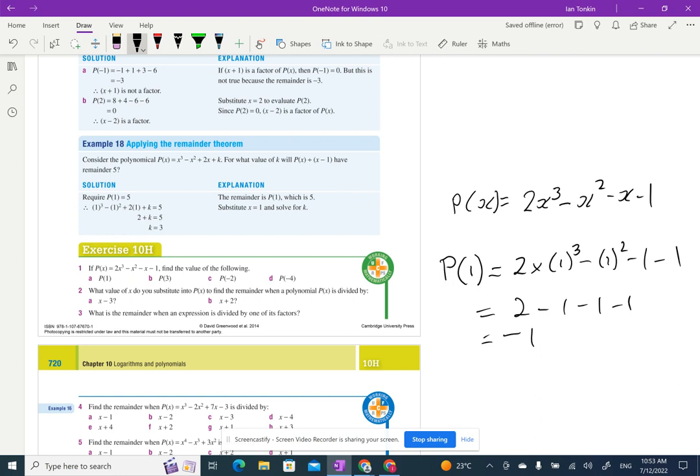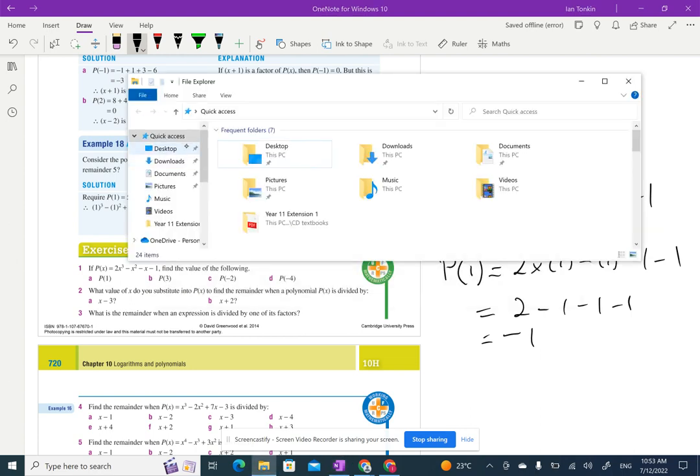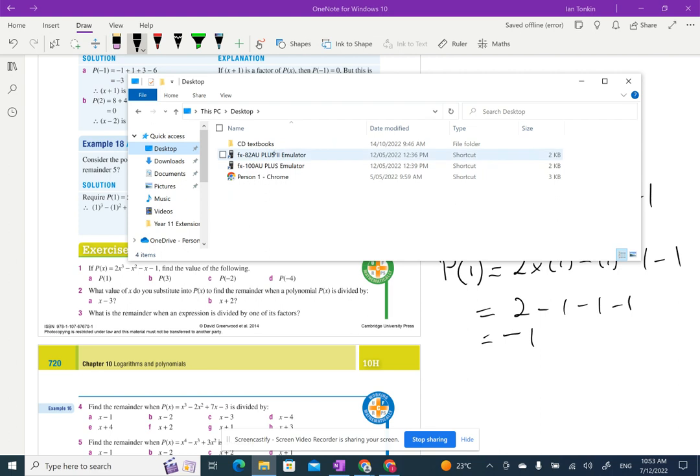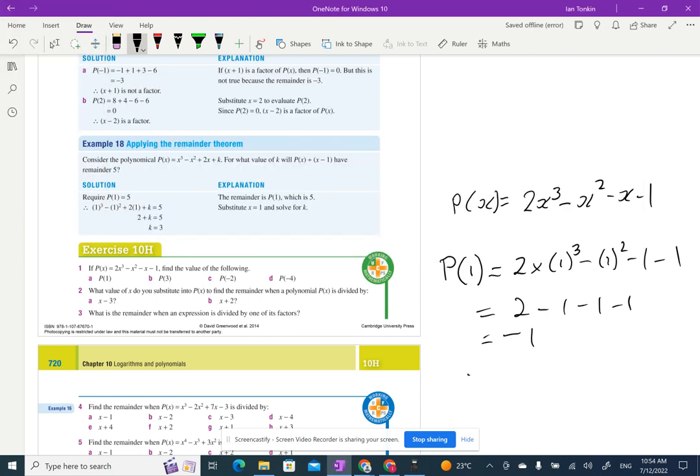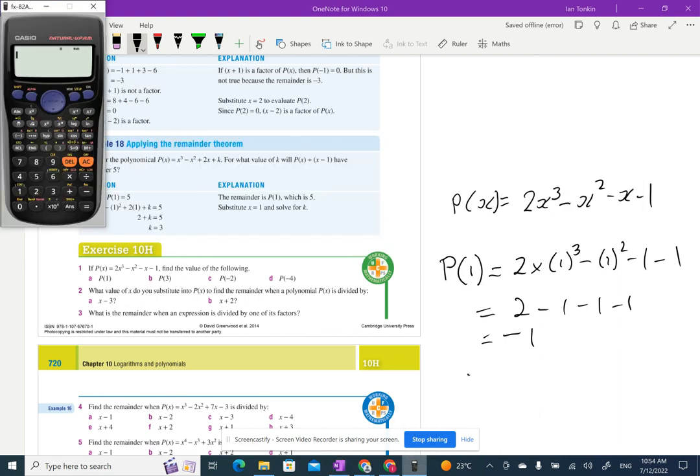Now, even though I've done that, what I want you to get used to is doing it on your calculator using this method. And I'm going to get it up. Desktop, I want this baby. Right. So what you do is you put 1 in as your answer. So 1 equals. Now it's my answer.